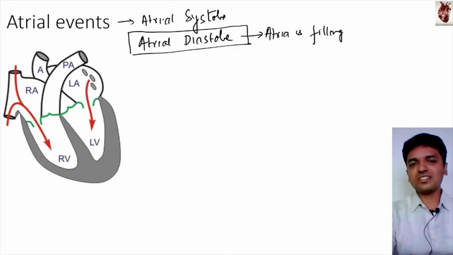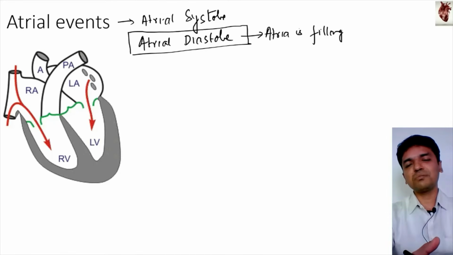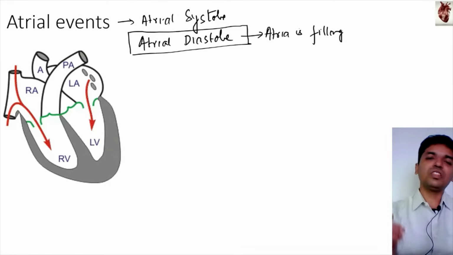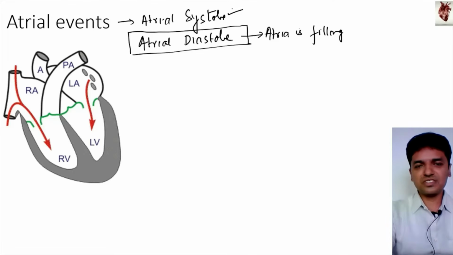The right atria is allowing the blood to come from the superior vena cava and the inferior vena cava, and the left atria is allowing the blood to come from the pulmonary vein. So atrial filling is occurring. The thing which we are supposed to discuss here is atrial systole. Let's just understand what is happening in the heart. So now we will start from that stage.